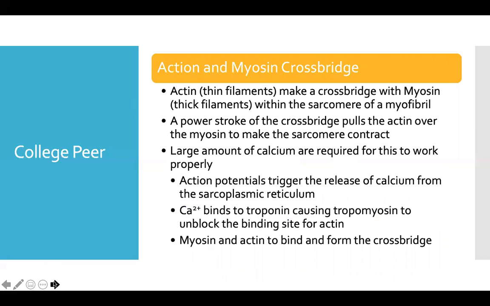The actin and myosin cross bridge. Actin, which are the thin filaments, make a cross bridge with myosin, which are the thick filaments, within the sarcomere of a myofibril. A power stroke of the cross bridge pulls the actin over the myosin to make the sarcomere contract. Large amounts of calcium are required for this to work properly. Action potentials trigger the release of calcium from the sarcoplasmic reticulum, and the calcium binds to troponin complex, causing the tropomyosin to unblock the binding site for actin on the myosin. This allows myosin and actin to bind and then form the cross bridge.